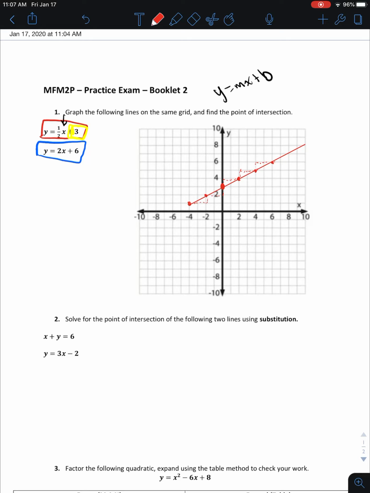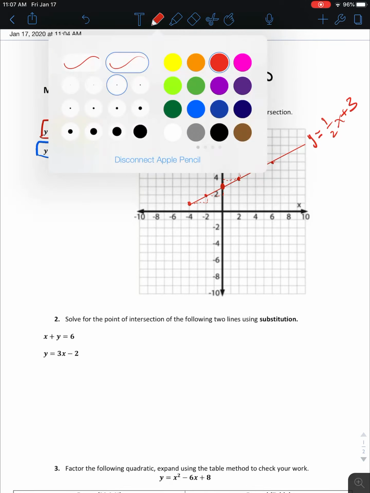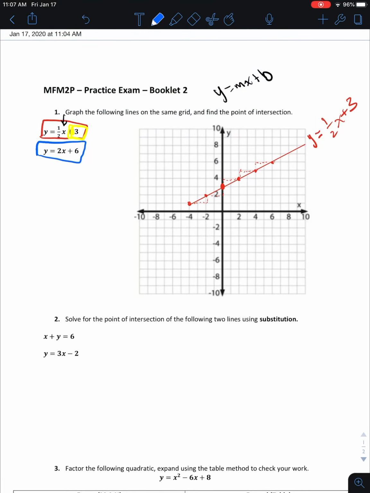So the nice thing is that this is in color. Normally on your test, when you write it in pencil, we're going to want to see you label it y equals 1/2 x plus 3. But I can see it because of the colors here. So I do the exact same thing with this question. This time it's going to be in blue.